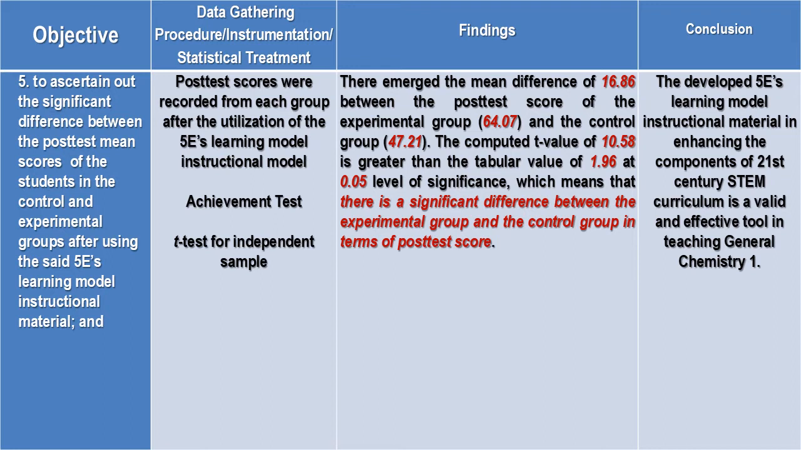So for the findings, there emerged a mean difference of 16.86 between the post-test scores of the control and experimental groups. The computed t-value of 10.58 is greater than the tabular value of 1.96 at 0.05 level of significance, which means that there is a significant difference between the experimental and control groups in terms of post-test scores. So for the conclusion, it means that the instructional model for 5E is a valid and effective tool in teaching General Chemistry 1.